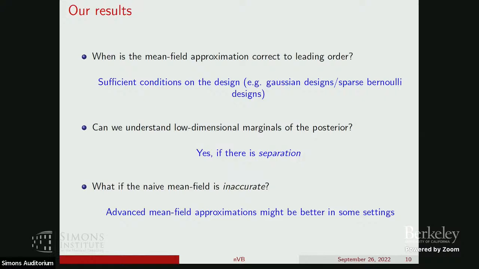And I don't think I'll get to the last part of the talk, which is, what happens if the naive mean field is actually inaccurate? What can you do? So it turns out that there are more advanced mean field approximations that might be better in those settings. I might get to it or might not, but I'm also happy to talk about that offline. But these are essentially the directions that we're interested in.